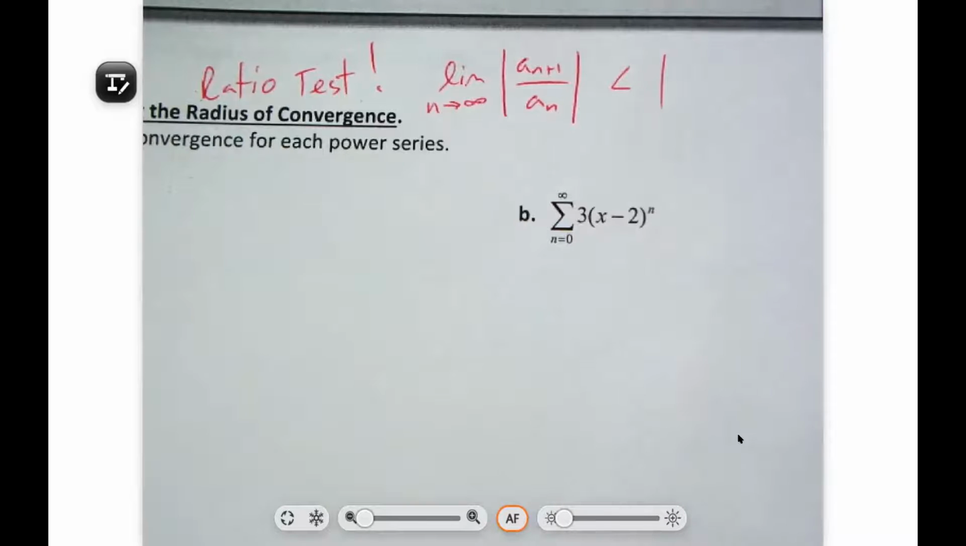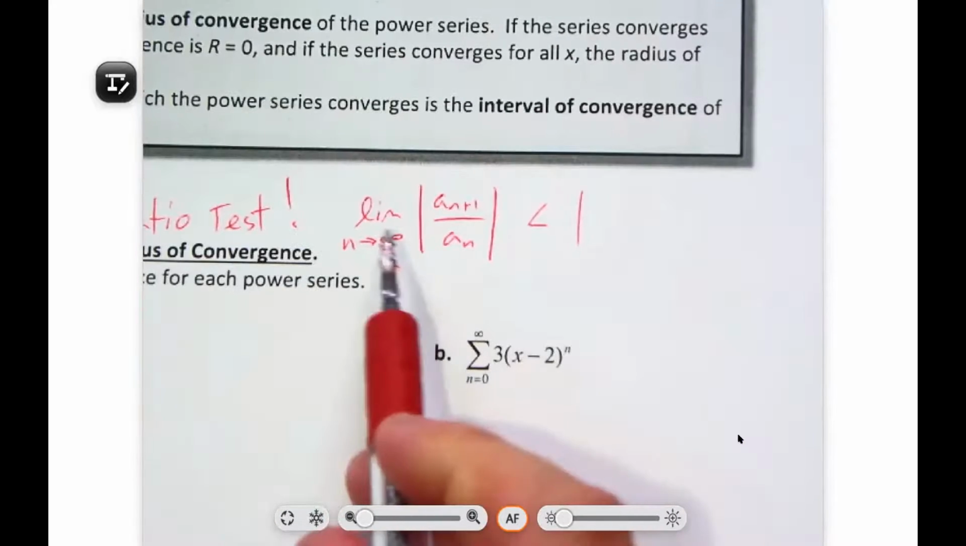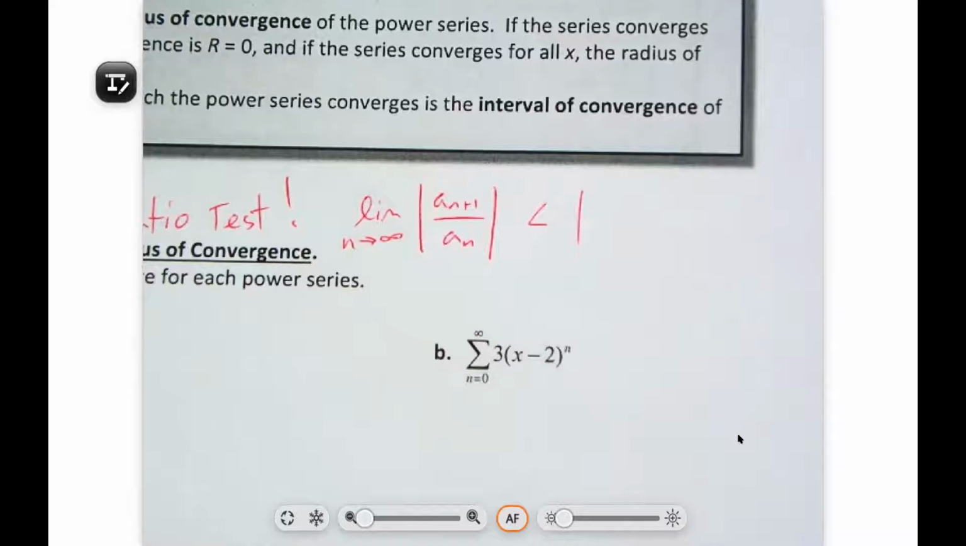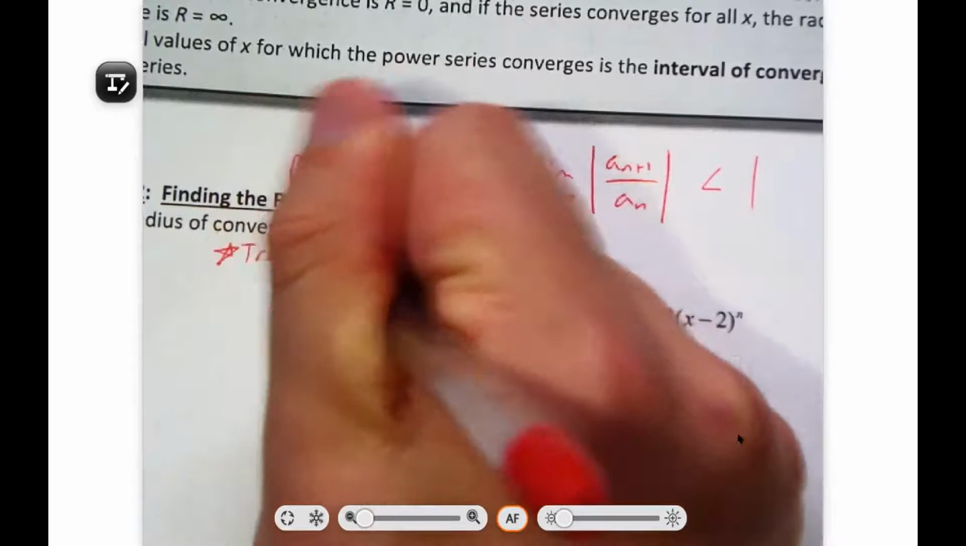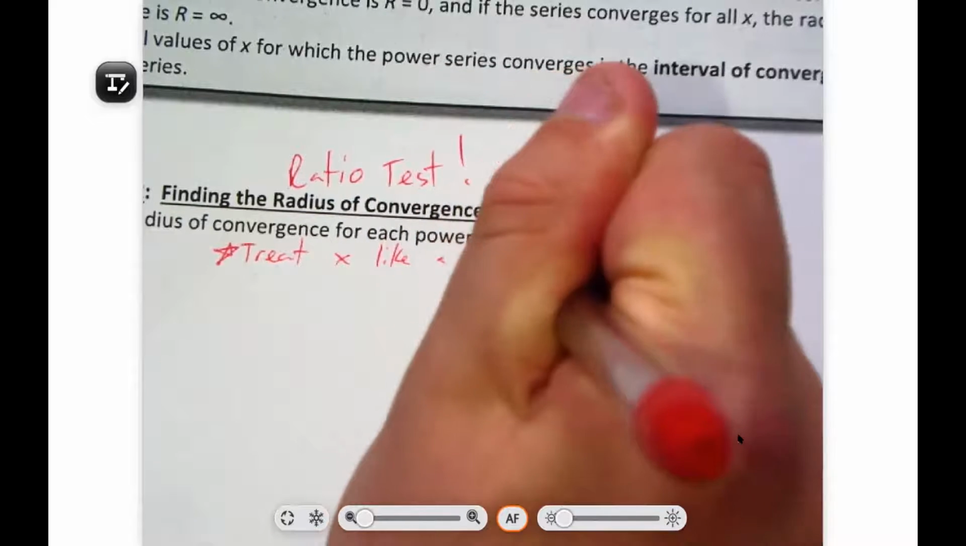As we go through this, one important thing to understand, and you practiced this last chapter, is that we're going to treat x like a constant. When we do our limit, n is the variable that we're working with, but we're going to treat x like it's a constant throughout our work. Treat x like a constant.